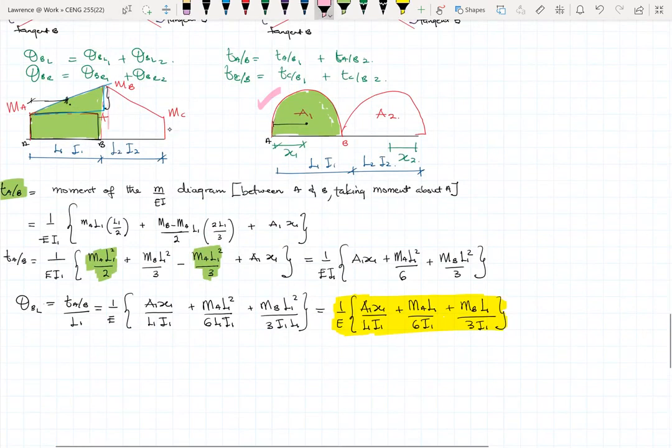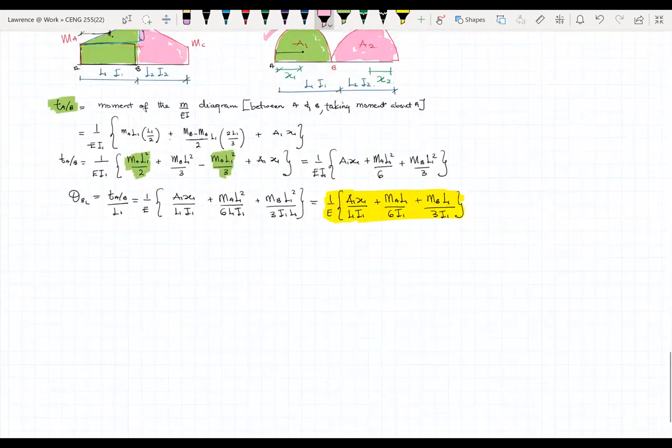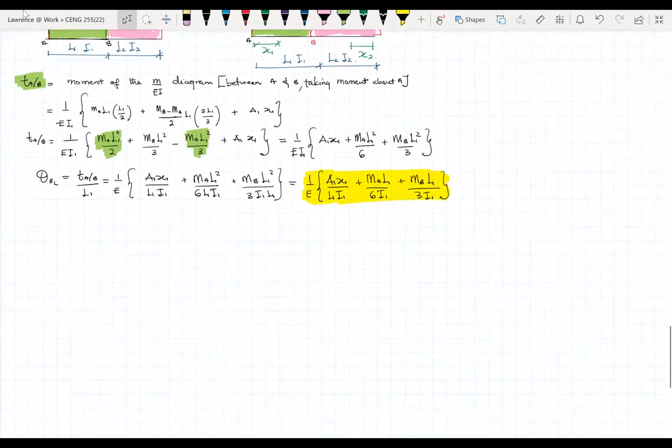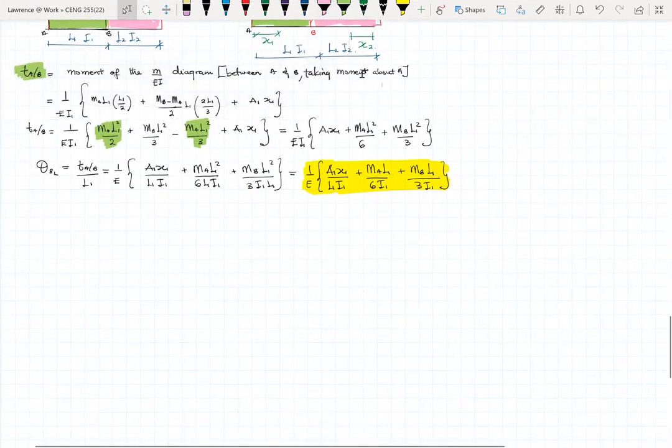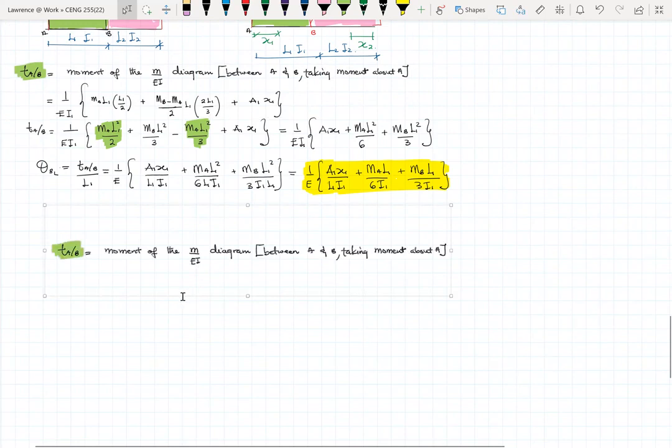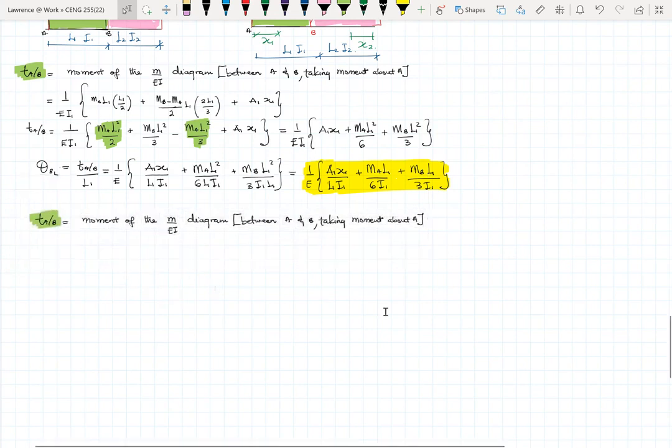We can also come back and do something similar for theta BR. So focus on the right side, these two on the right side, since we are finding TCB. So again, let me just copy this here so that I don't need to write all of that. Okay, so the next thing is to find TCB.